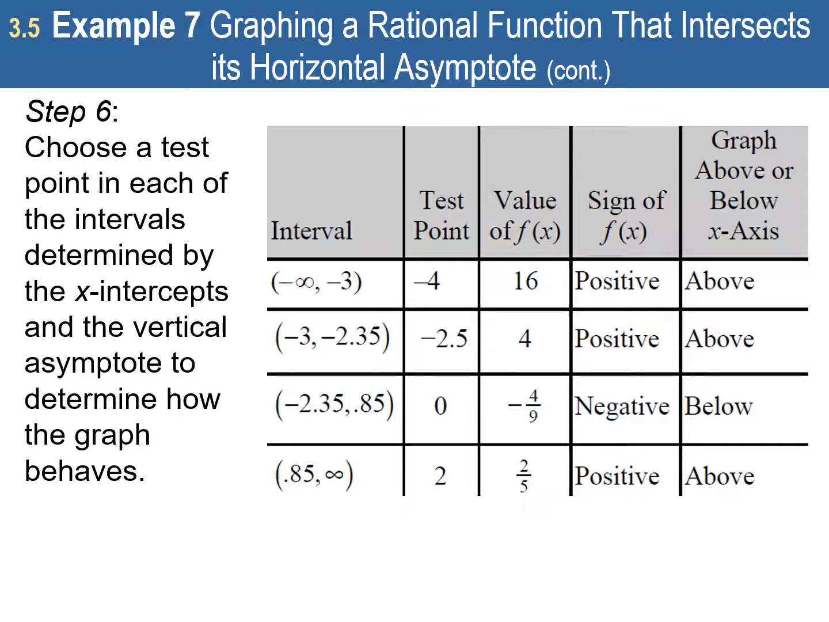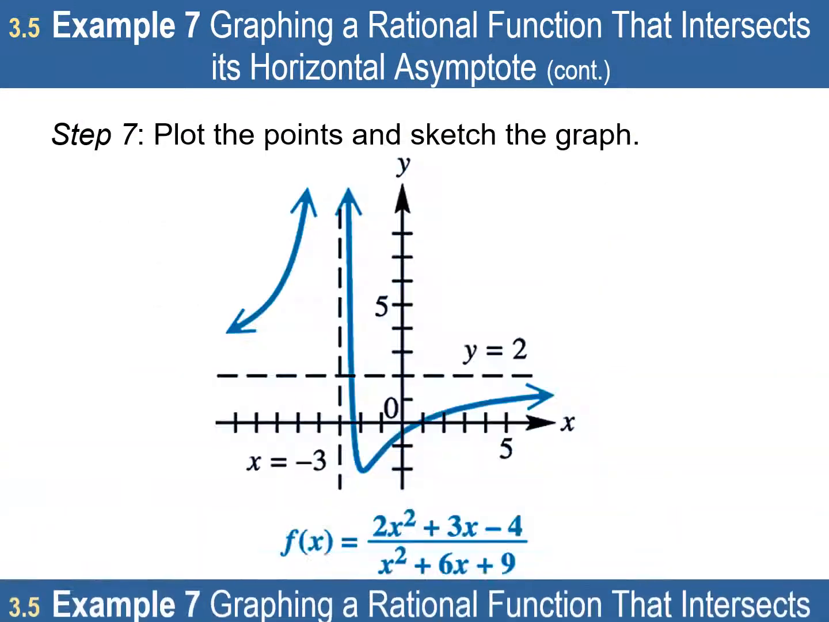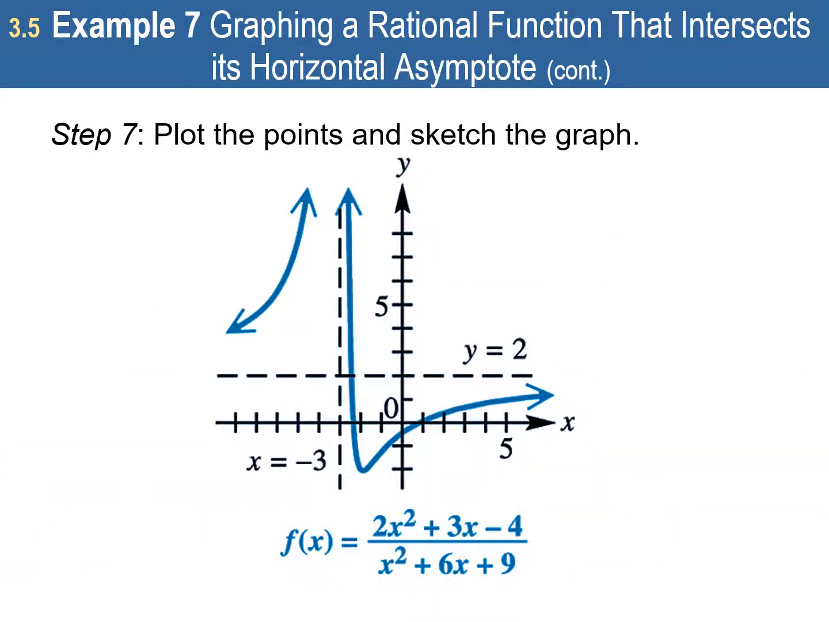And we see that from negative infinity to -3, it's positive. From -3 to -2.35, it's also positive. From -2.35 to 0.85, it's negative. And from -8.85 to infinity, it's positive. So put in your vertical asymptotes, your horizontal asymptotes, your test points, and give this very interesting shape.